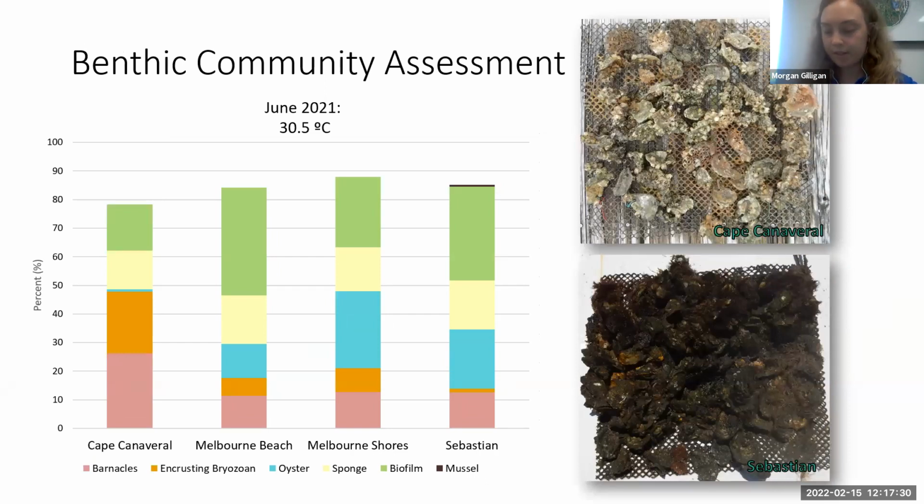And then for our June assessment, the SIMPER analysis revealed that barnacles, biofilm, oysters, and sponge were driving the difference as well. And again, visually, the photos on the right reveal that there was an influx of sponge for Cape Canaveral, and more so biofilm for our southernmost location in Sebastian. And then all across the board at all docks, looking at the graph, you can see there was an influx in sponge and biofilm at all locations, especially.